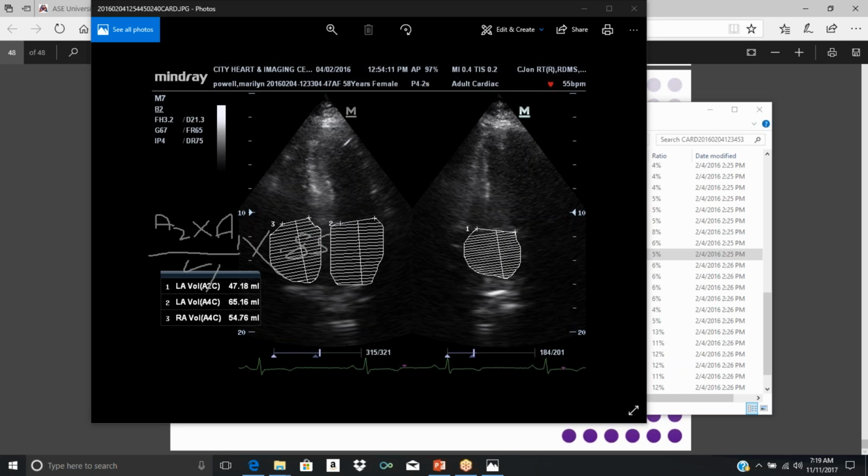Okay, so you do your area in the 4-chamber view, area in the 2-chamber view. You get the length of each of them. So the formula is the area in the 4 times the area in the 2 divided by the shortest length, and you're going to multiply by 0.85. To show you that the unit is consistent, area is length squared. So when you multiply area by area, you get a length to the 4th power, and you divide it by a length, you get a length cubed, which is a volume.